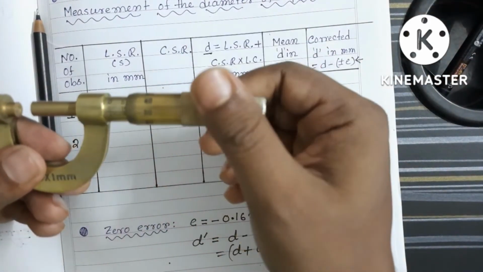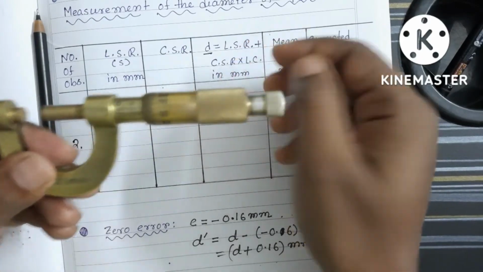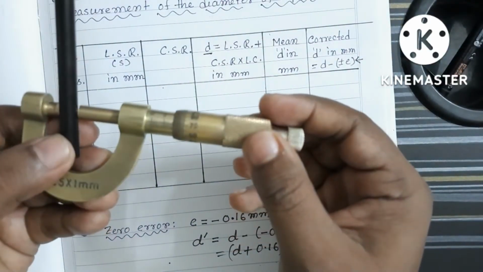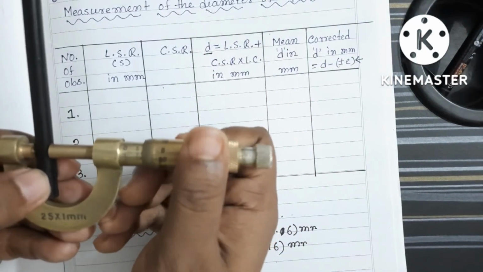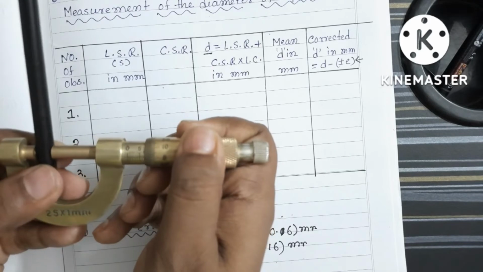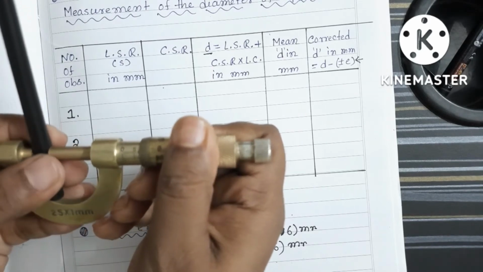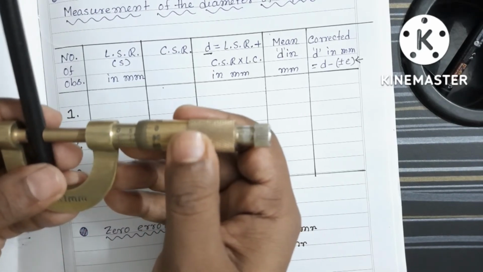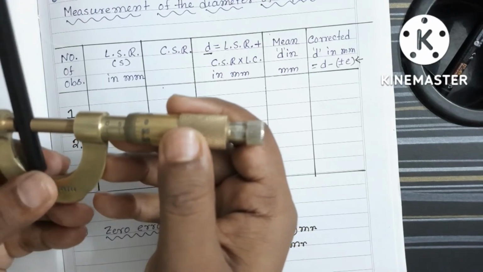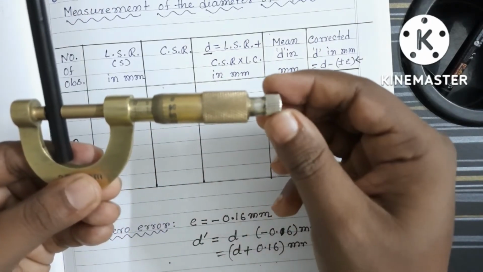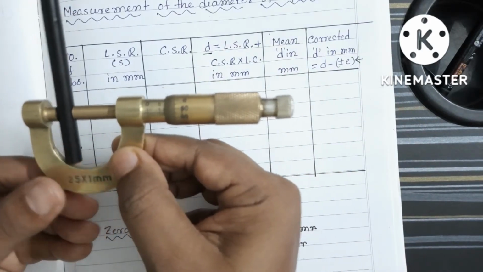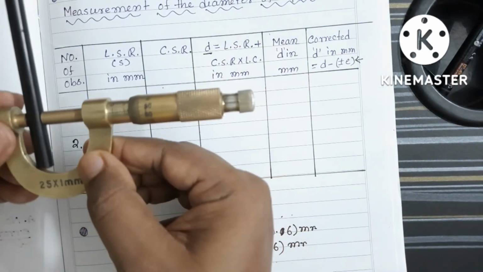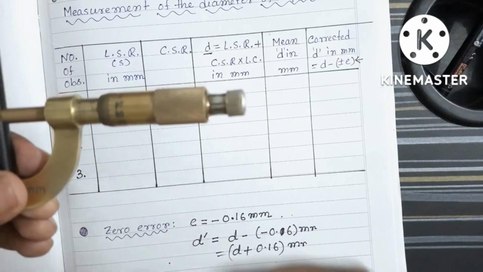So first open your screw and place this pen properly. Now tighten this screw, and you should take a very careful measurement. Now I am rotating the ratchet. Yes, it is properly closed. Now take the reading for the linear scale first.